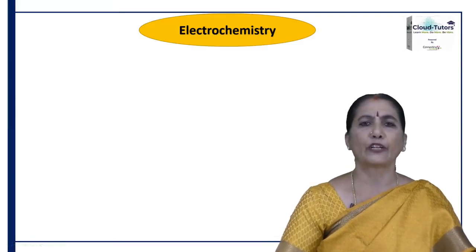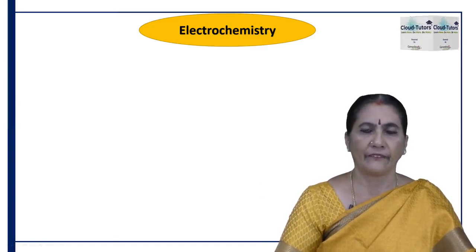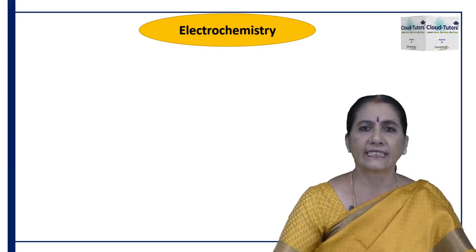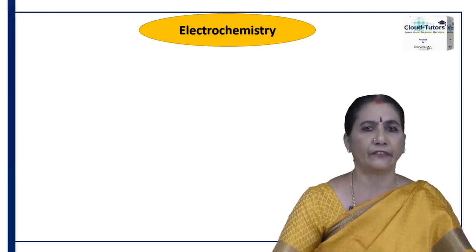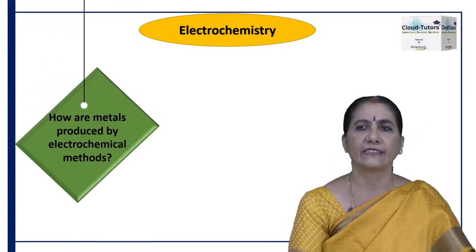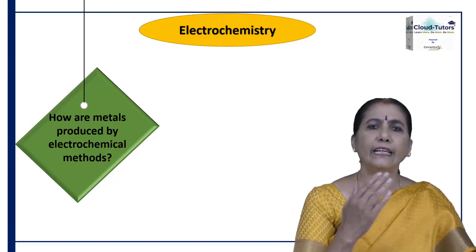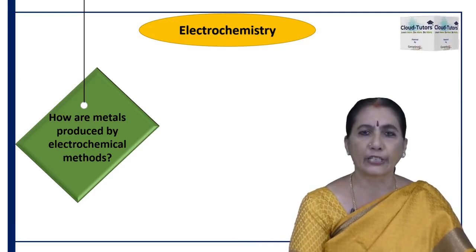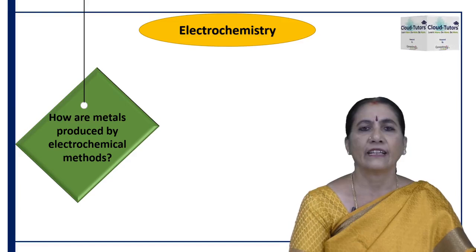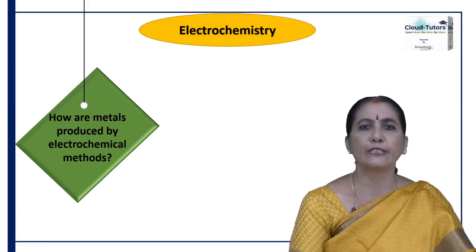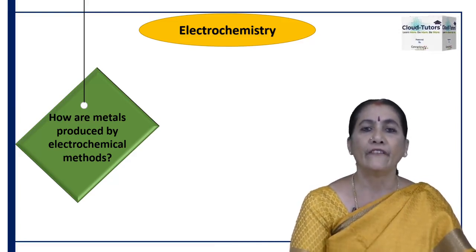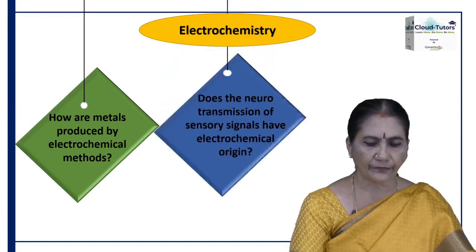Whenever we talk about electrochemistry, we do come across certain metals that we use in our daily life. So how do you think generally metals are being extracted? Are the metals produced by electrochemical methods? Of course, the principles of electrochemistry are involved whenever metals are being produced by the various electrochemical methods.